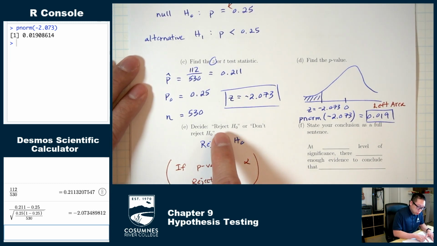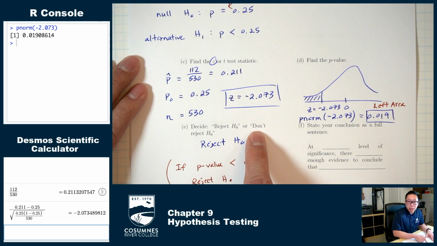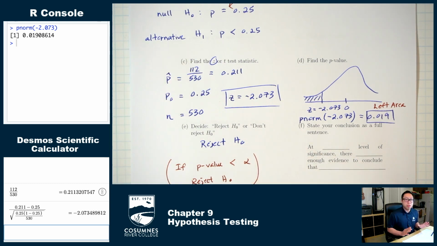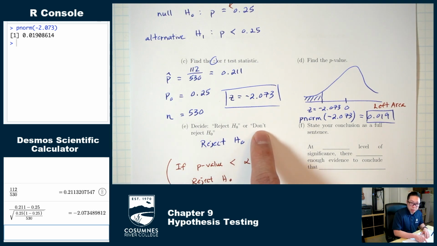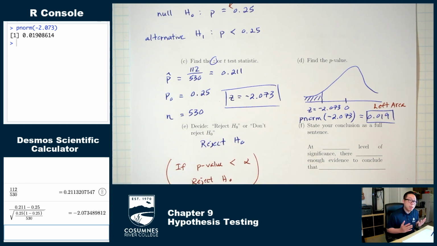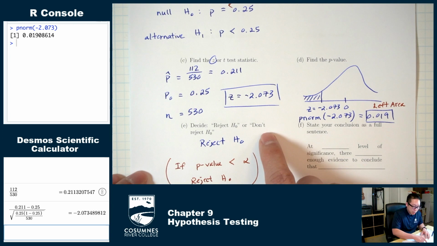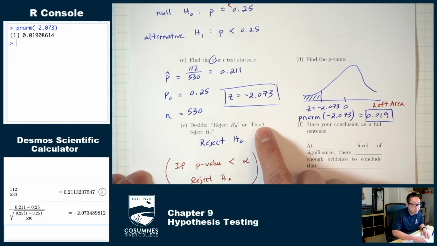Notice that I only use the words reject H0 and don't reject H0. So those are the only two conclusions that you're going to get from a hypothesis test. Reject H0 or don't reject H0. You never say accept H0. So even though don't reject H0 in English is the same thing as saying accept H0, you never say accept H0. This is like in a court of law, you only end up with guilty or not guilty, right? Not guilty is not the same thing as saying innocent.